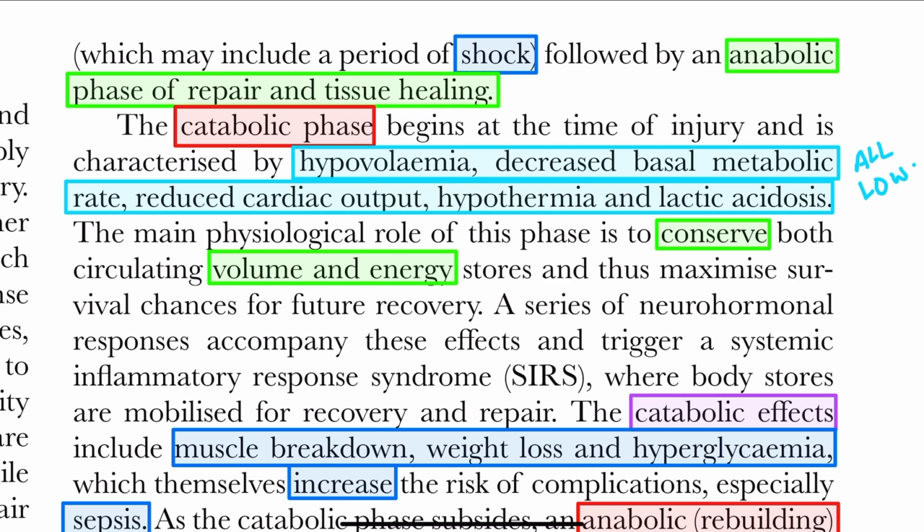In the catabolic phase, everything is decreased: hypovolemia, decreased BMR, reduced cardiac output, hypothermia and lactic acidosis. In this phase, the body tries to conserve both volume and energy stores. So remember, volume and energy stores are being conserved.